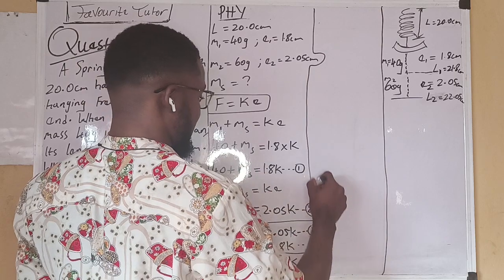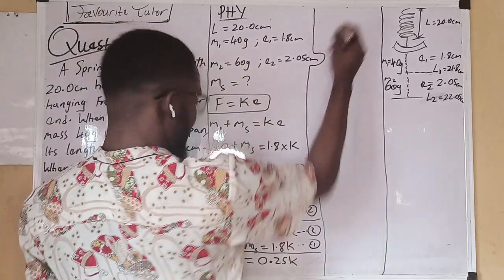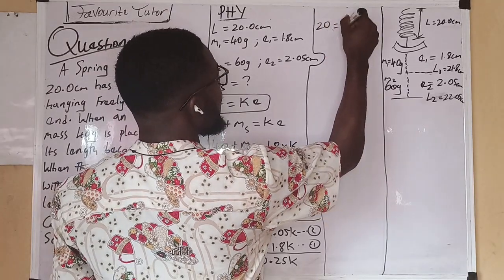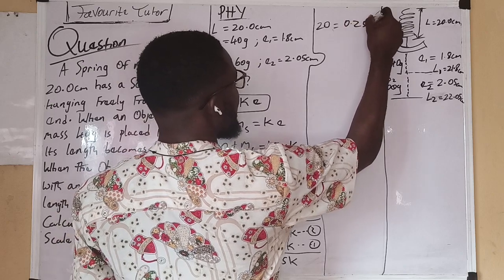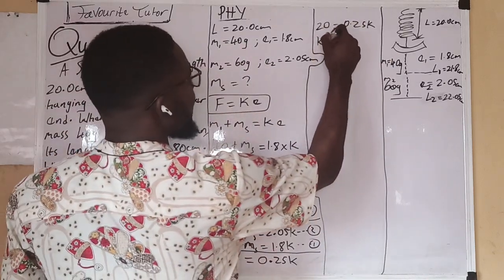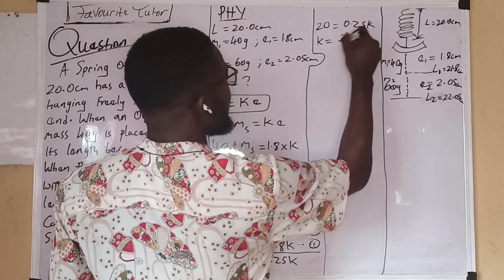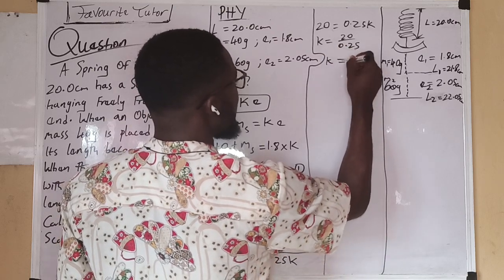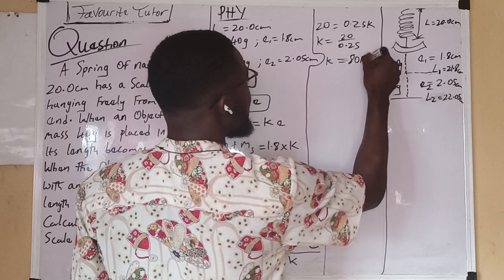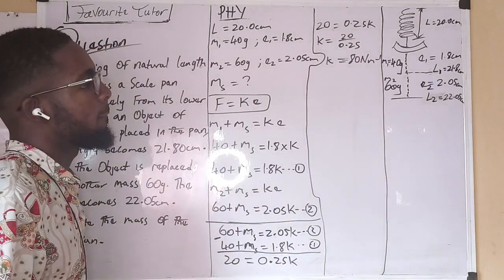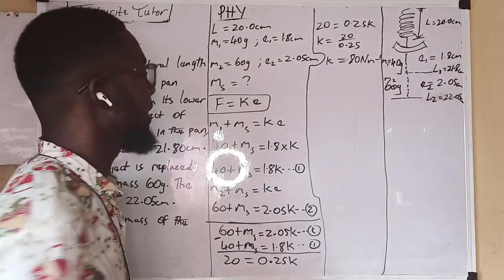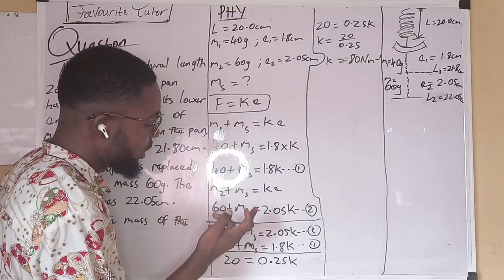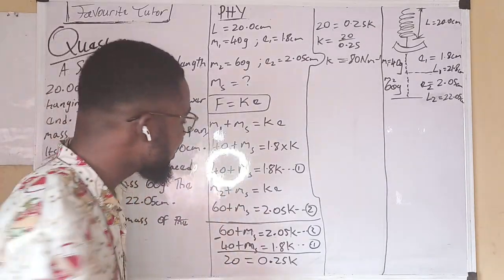So we have an equation right there. 20 equals 0.25K. We make K the subject of the formula. Therefore K is 20 over 0.25, so K is equal to 80 Newton per meter. All right, this is the value for K. Now that we have K, we are going to substitute K into either equation 1 or equation 2. We have the same answer.